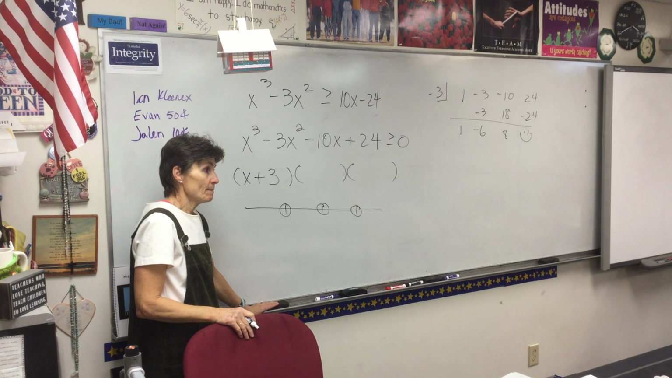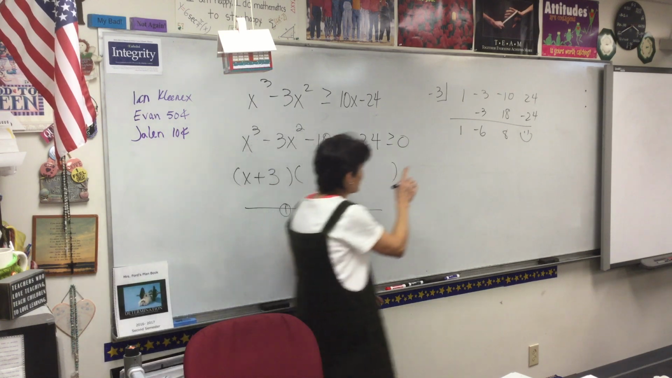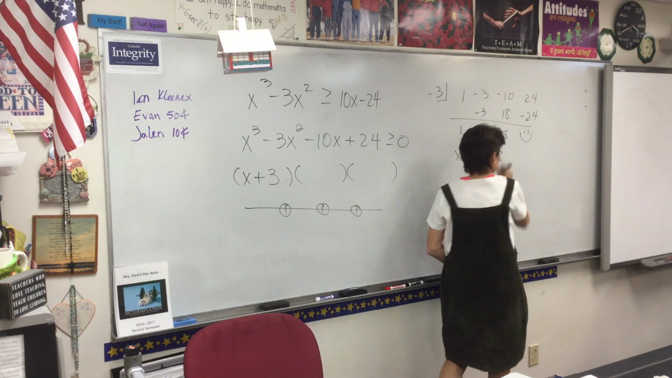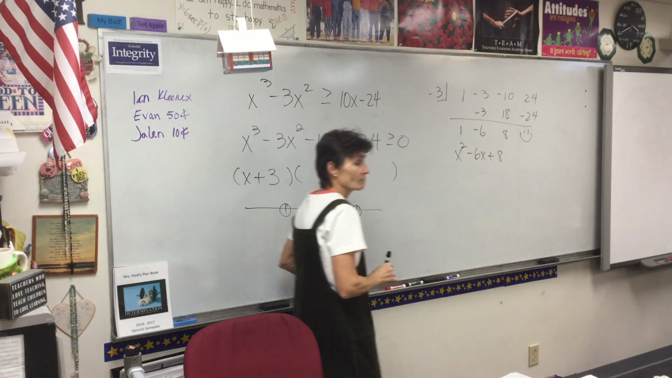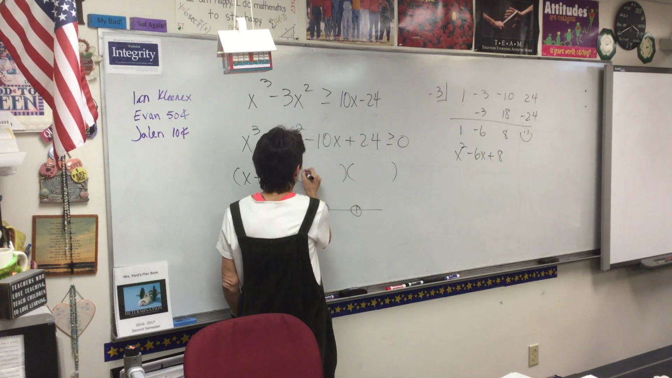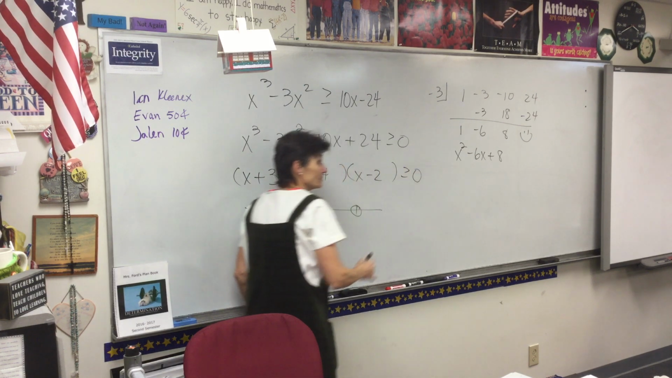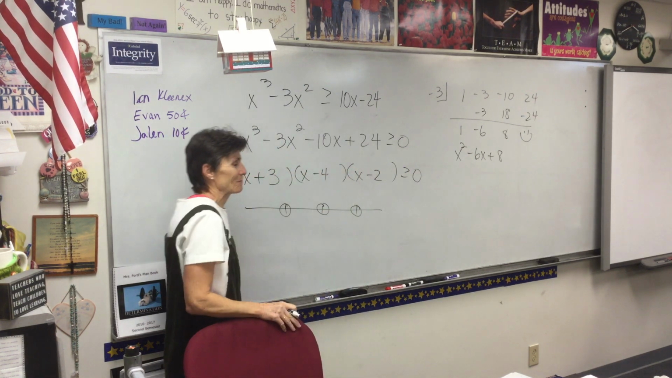Then x minus 4, right, minus 2. And then we have left x squared minus 6x plus 8, which is x minus 4 and x minus 2. Is everybody still with us? Thank you.